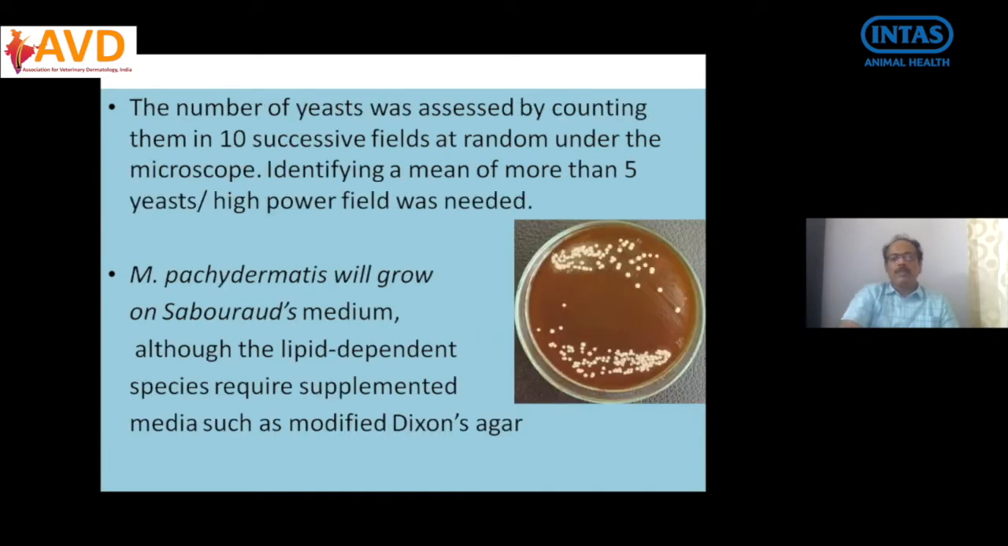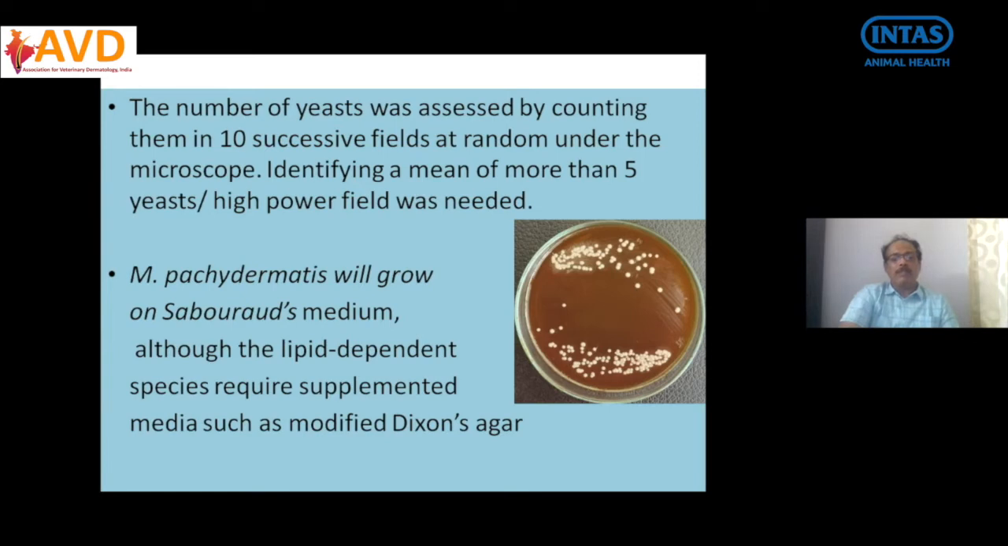The number of yeasts can be assessed by counting them in 10 successive fields at random under the microscope, and identifying a mean of more than 5 yeasts per high power field was needed for the diagnosis of Malassezia. So in a high power field, the mean number should be more than 5, and you should count at least 10 high power fields nearby, and the total should be 50 or more than 50. Then you can diagnose it as a positive case of Malassezia.